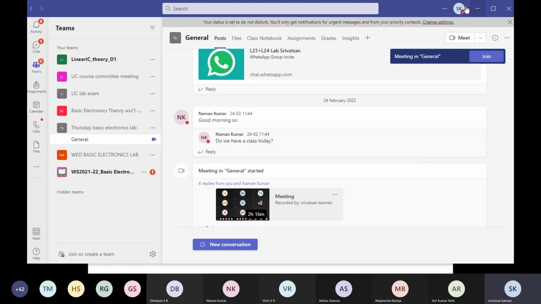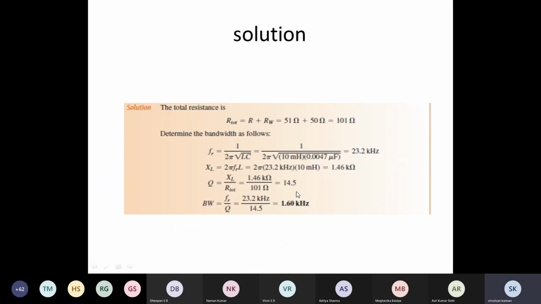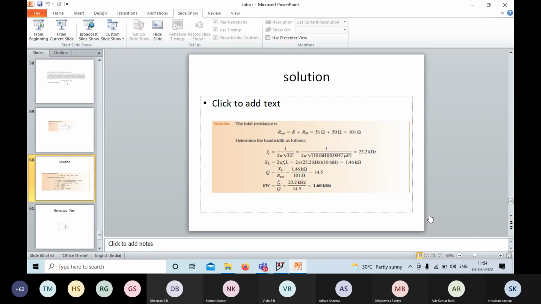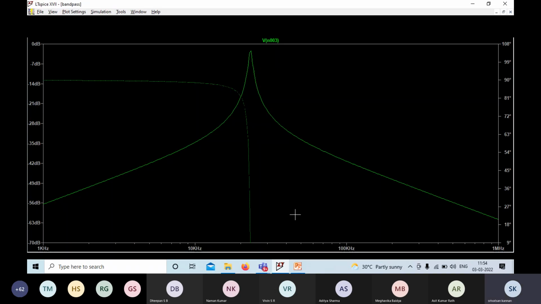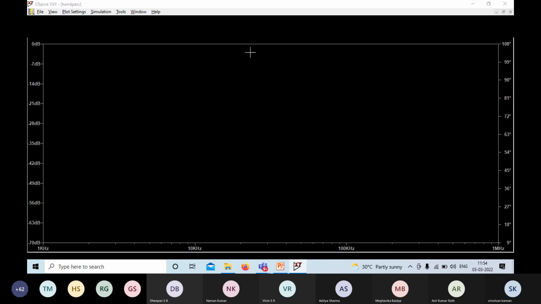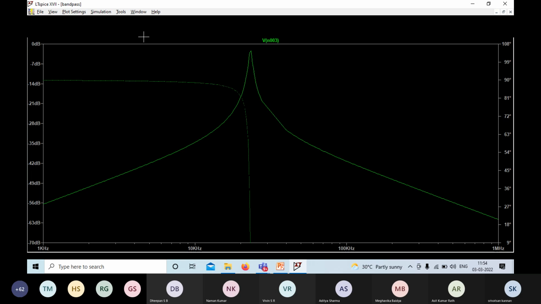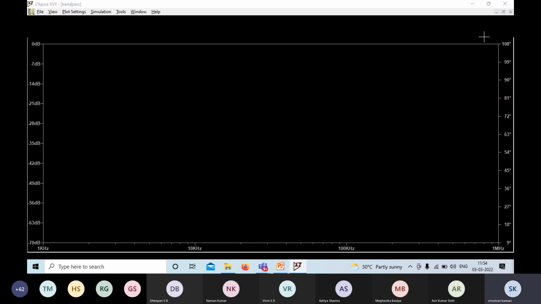So theoretically, we found the resonant frequency of 23.2. The same values are coming, right? Yes, sir. So 23.2. What happened? It's running. Keep on.